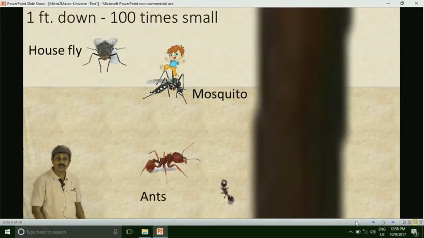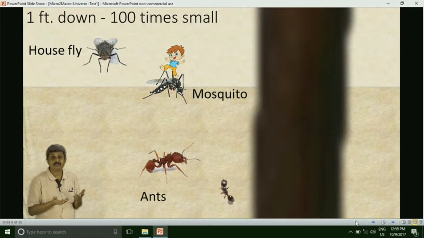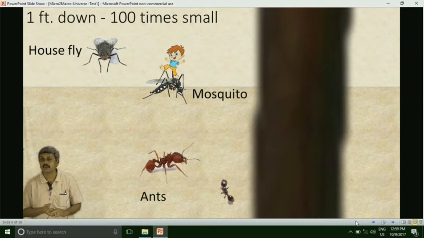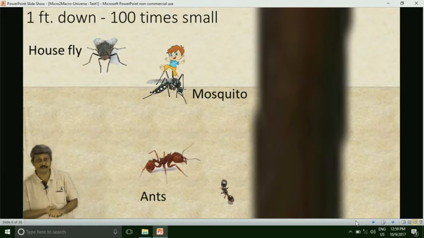So now the boy has jumped and he's one foot down. So he's 100 times smaller. How small is he? You can see there is an ant which is almost as big as him, and there is a mosquito, and there is also a housefly which is coming. And just imagine his horror when the housefly comes near him and it's as big as him. So that is the size of this boy.